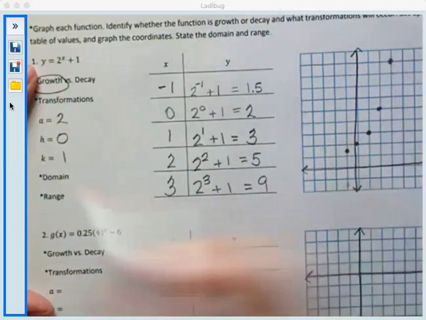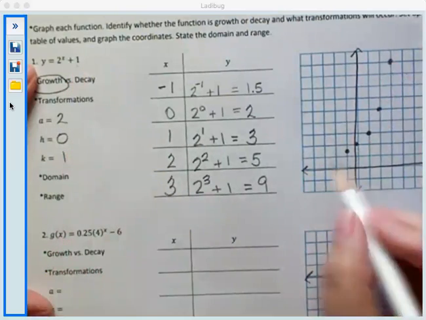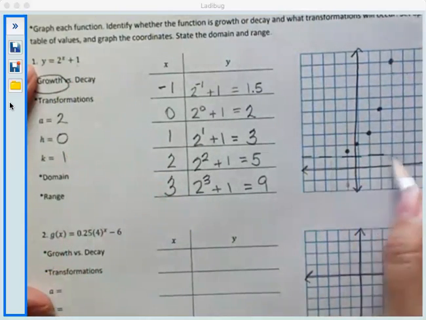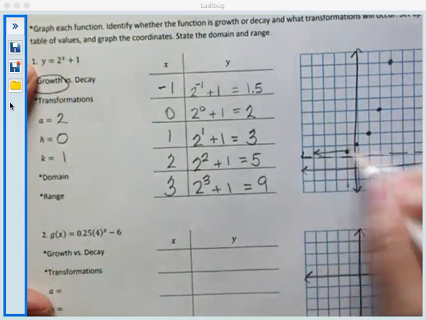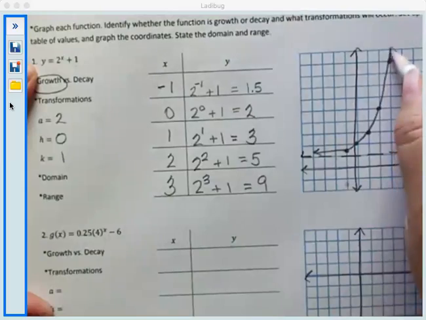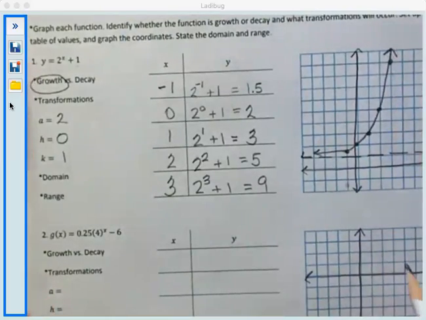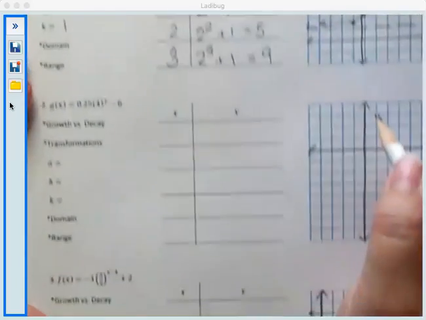Okay, and our asymptote is 1. So we know our graph cannot go below our asymptote. And so therefore, our graph should look like this. Okay, moving on to the next one.